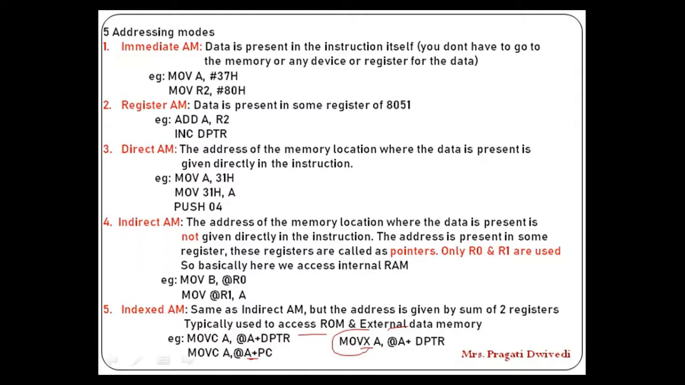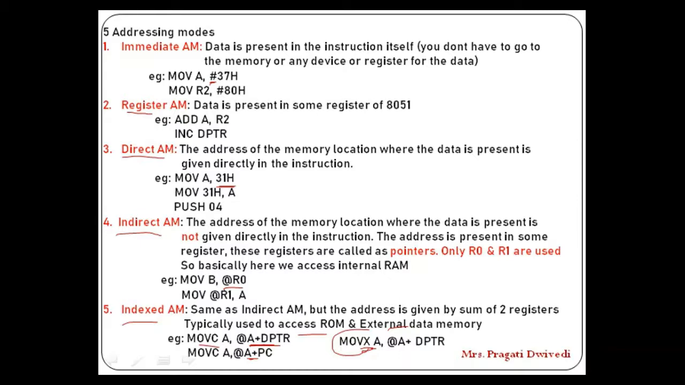So for immediate, you have to look for the hash. If there are only 2 registers, that is your register addressing mode. If you have a number in the instruction but there is no hash, that means it is an example of direct addressing mode. If you have at-the-rate, that is definitely indirect addressing mode. But if you have at-the-rate followed by the sum of 2 registers, we call it indexed addressing mode. Again, if you have MOVC, C stands for code, that is your ROM. And if you have MOVX, that is your external data memory. So these were the addressing modes.